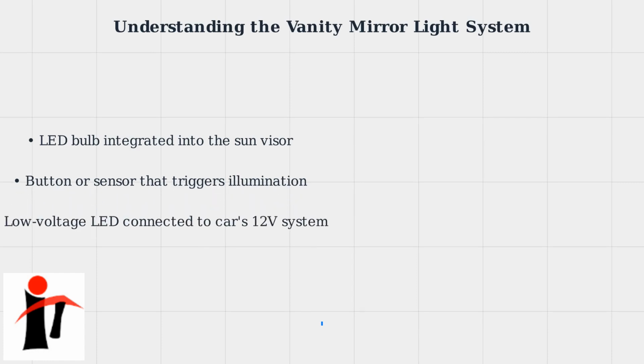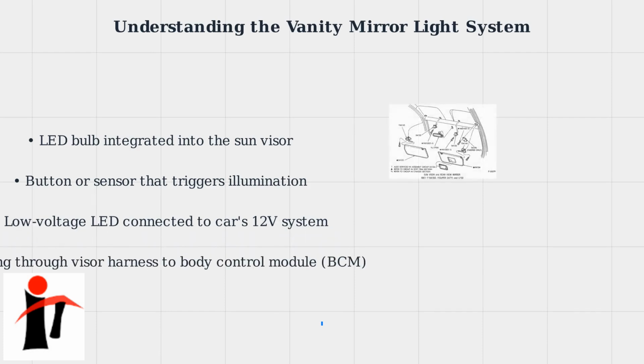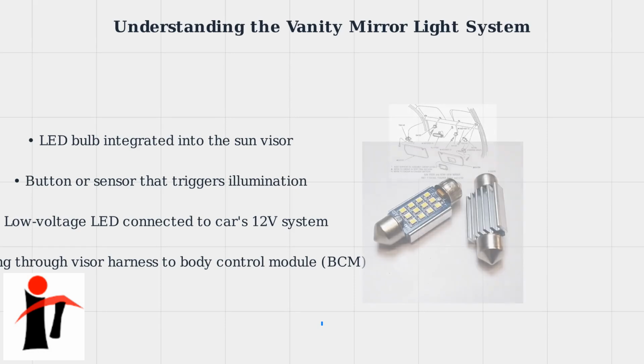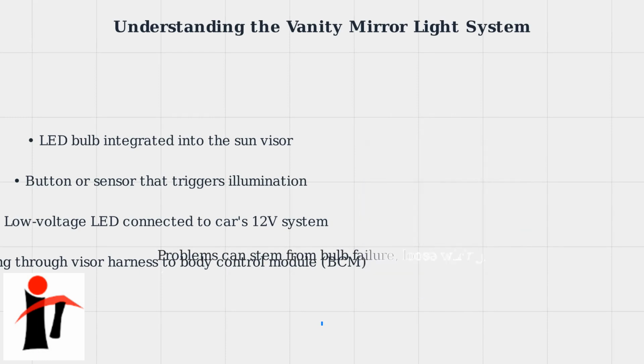The LED is low voltage and connects to the car's 12 volts electrical system, drawing minimal current to avoid battery drain. Wiring runs through the visor harness and connects to the body control module, or BCM, which manages the system's operation. Here's a technical drawing showing the sun visor and mirror assembly, highlighting how the components fit together. And here are examples of the LED bulbs used in the system. Surface-mounted devices with heat sinks for proper cooling. Problems with the vanity mirror lights can stem from bulb failure, loose wiring connections, or software malfunctions that affect how the BCM controls the lights.